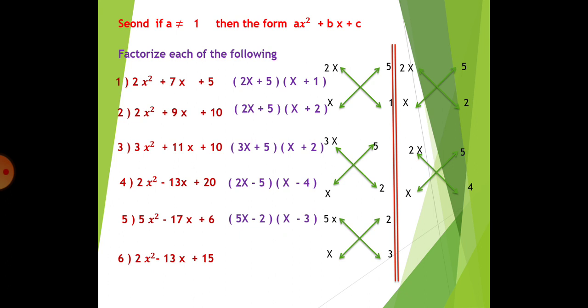Number 6. 2x and x, 15, 3 times 5, 2x times 5, 10x, 3 times x, 3x, 10 plus 3 equals 13x. So we can factorize by the form 2x minus 3 and x minus 5. If the absolute term is negative sign, 2x power 2 plus 3x minus 10, we factorize 2x and x.